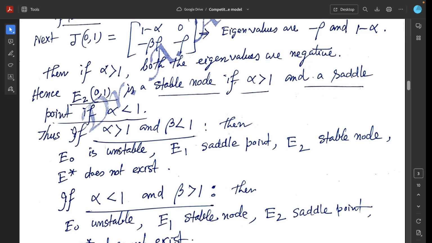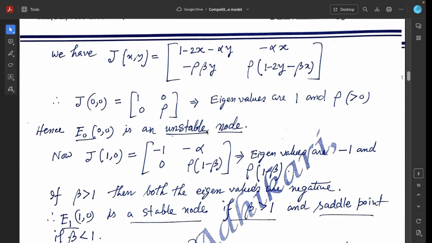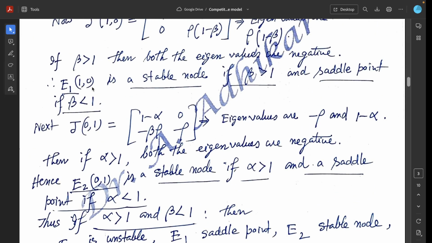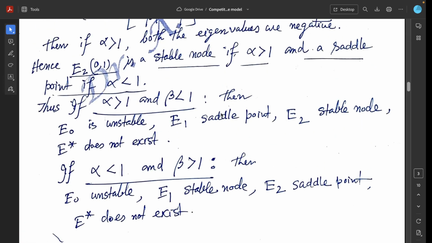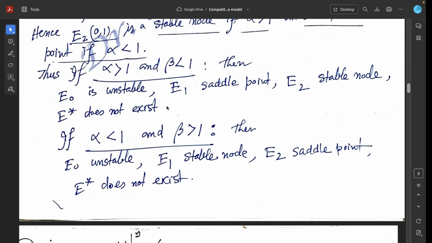So we get, if alpha is greater than 1 and beta is less than 1... Obviously, E0 is unstable in all cases. If beta is greater than 1, E1 (1, 0) is a stable node. And if alpha is less than 1, then E2 (0, 1) is a saddle point, that is unstable. And in this case, obviously, the coexistence equilibrium point (x star, y star), that is E star, does not exist.